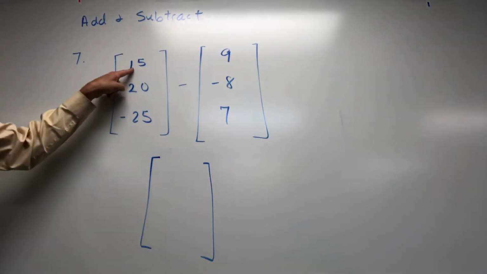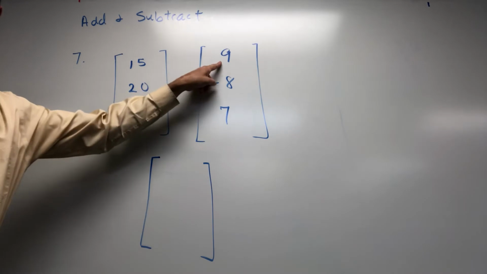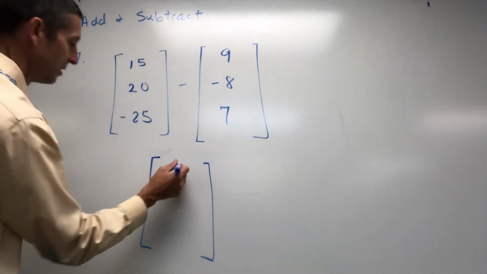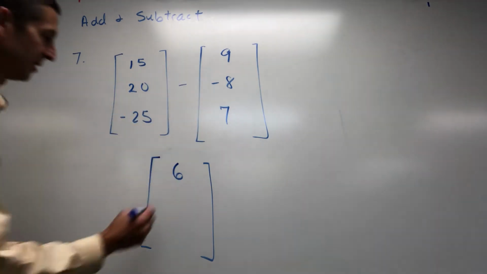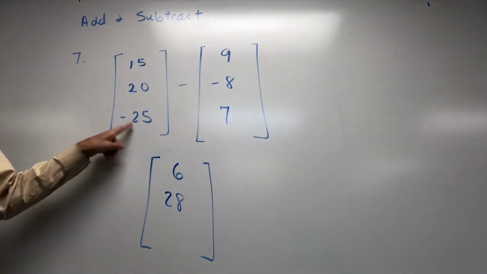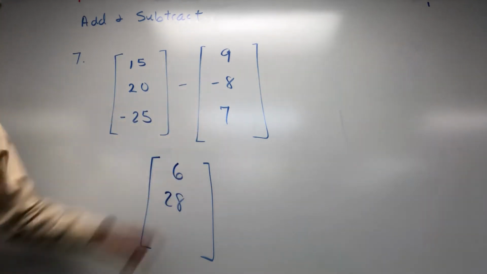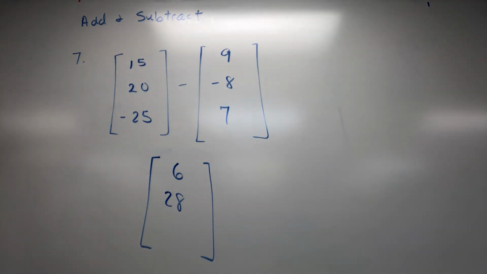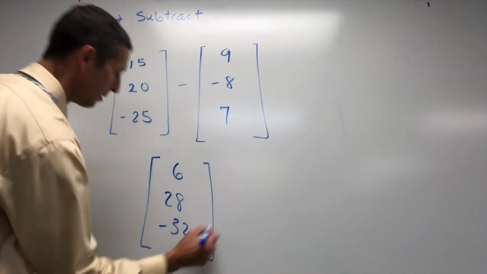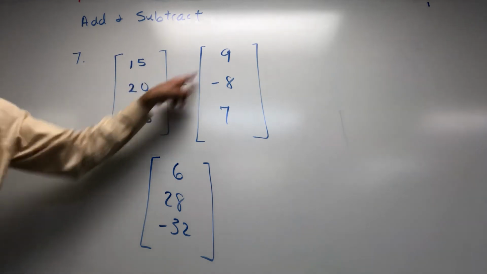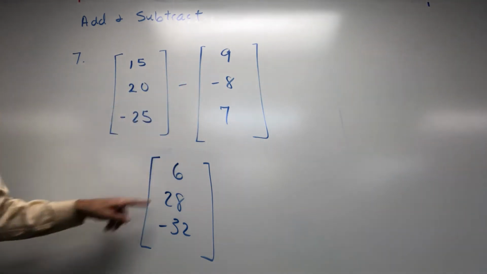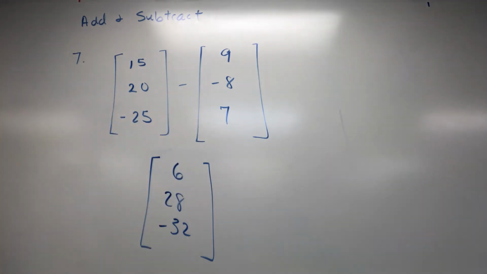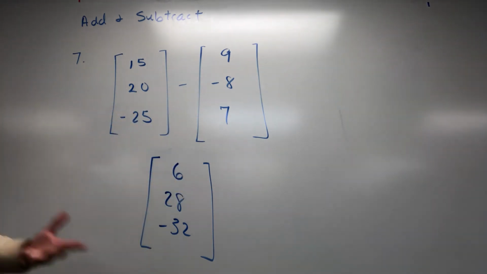So just be careful. 15 minus 9, that's a 6. 20 minus -8, that's 28. -25 minus 7, that's -32. So 15 minus 9, that's where the 6 comes from. 20 minus -8, 28. -25 minus 7, -32. So just be careful on adding and subtracting.